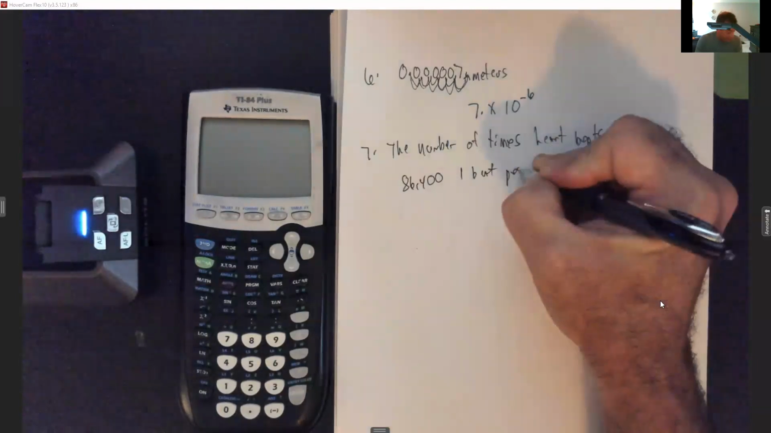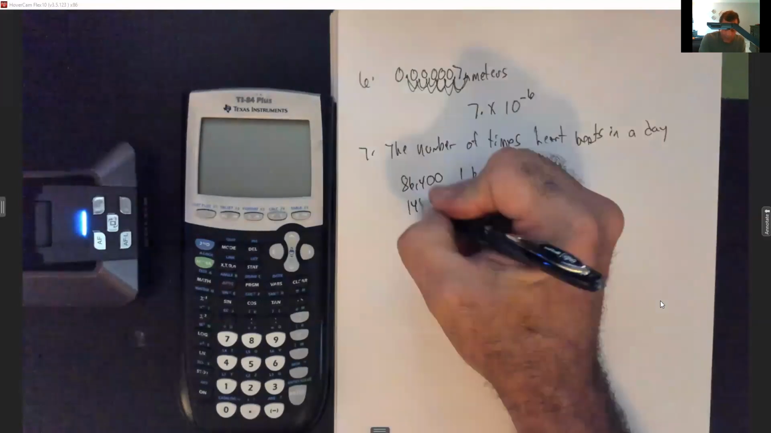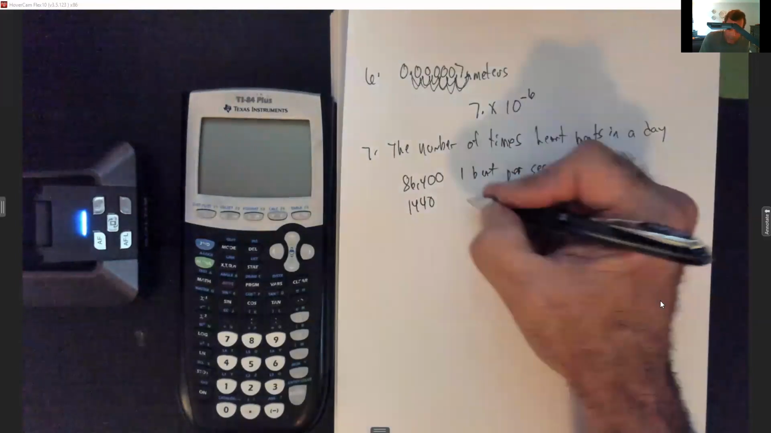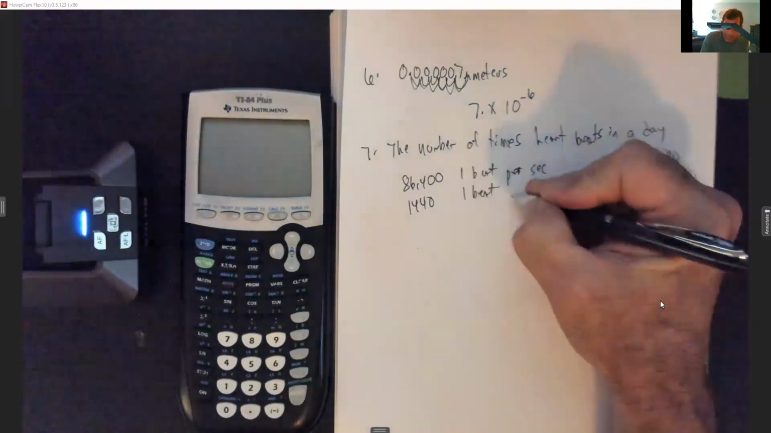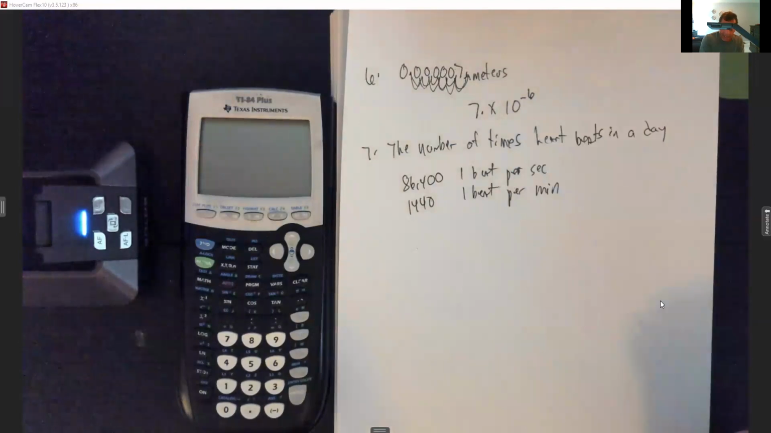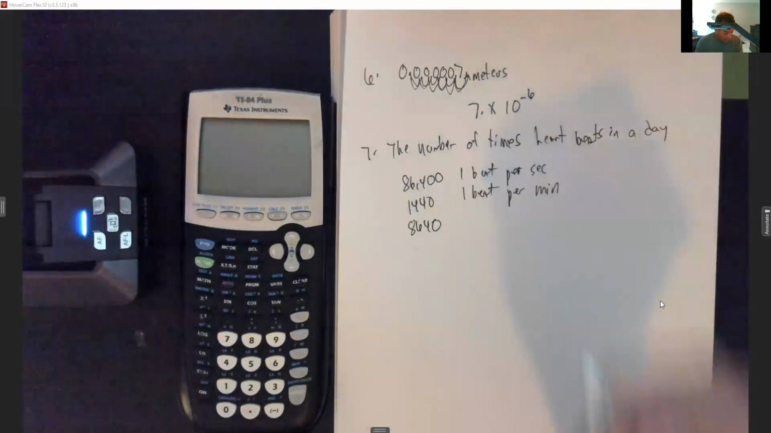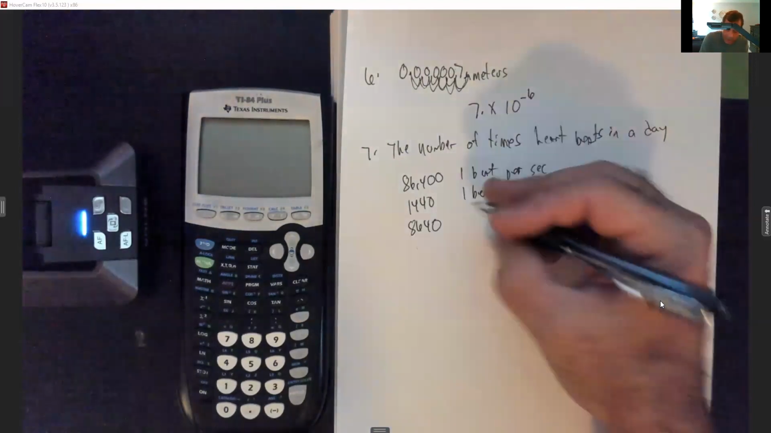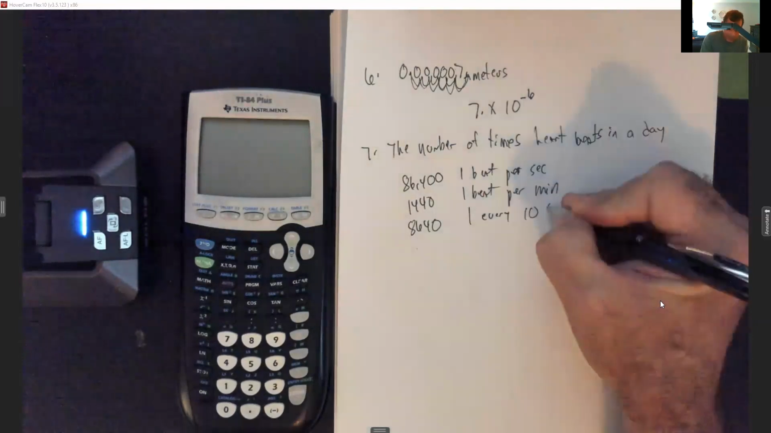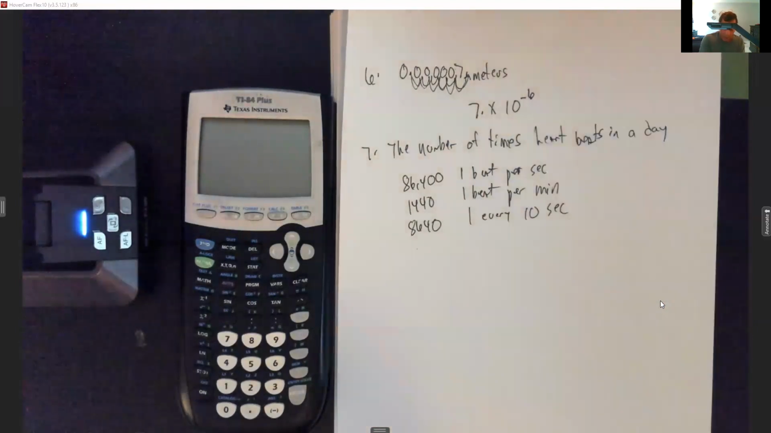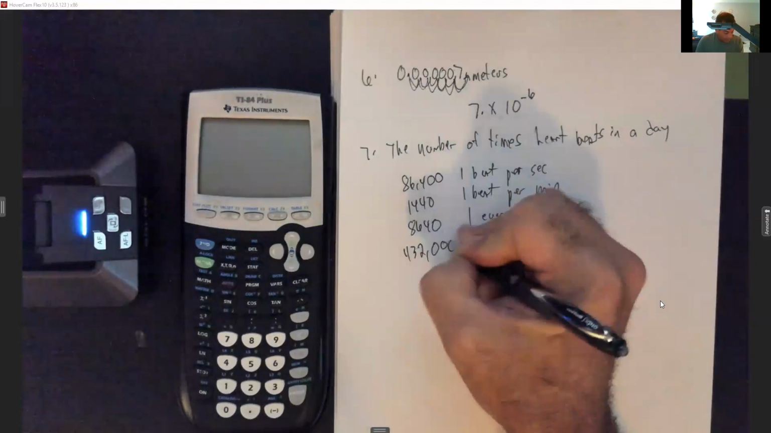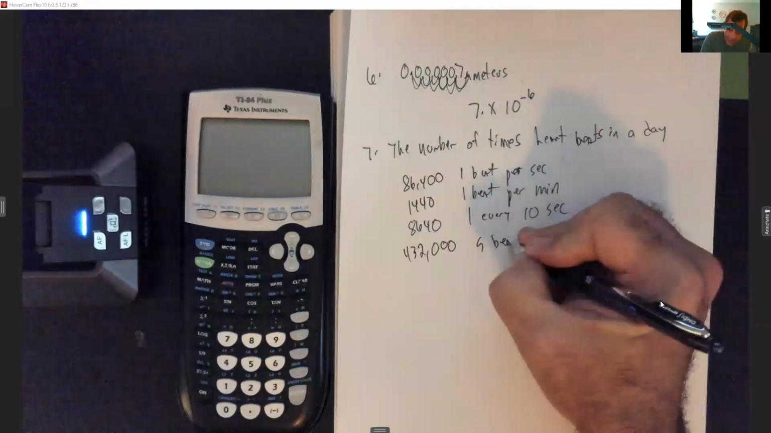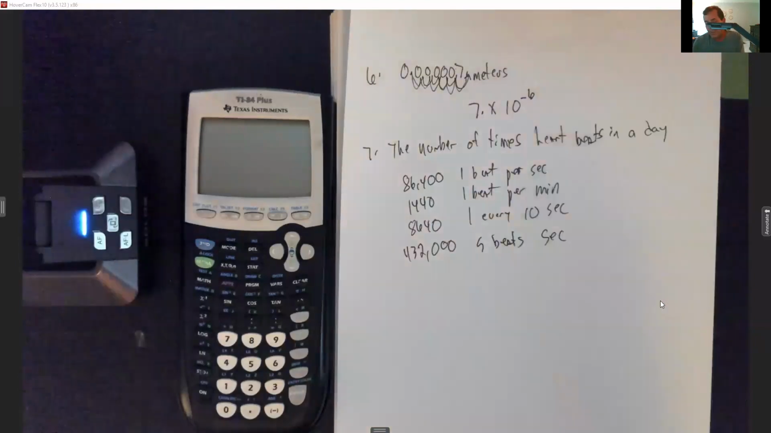per second. My second choice, 1440. That was 1 heartbeat a minute. So 1 beat per minute is how they got that number. 8640 is once every 10 seconds. And then they got 432,000 by doing 5 times a second. So 5 beats a second.